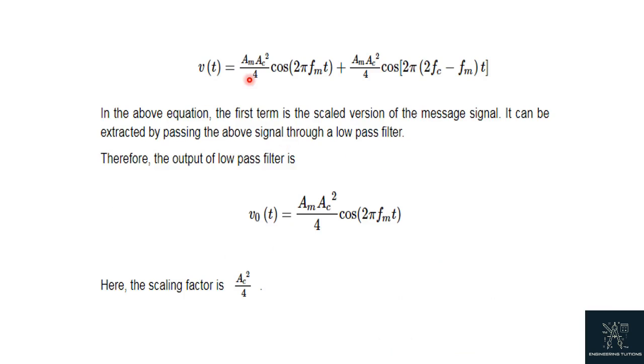On further simplifying this, we get v(t) equal to Am Ac²/4 into cos 2πfmt plus Am Ac²/4 cos 2π into (2fc - fm)t. In the above equation, the first term is the scaled version of the message signal. It can be extracted by passing the above signal through a low pass filter. Therefore, the output of low pass filter is v0(t) equal to Am Ac²/4 into cos 2πfmt. Here the scaling factor is Ac²/4.